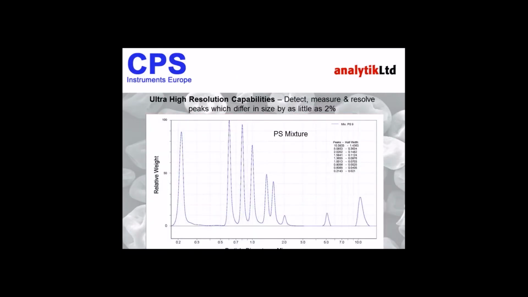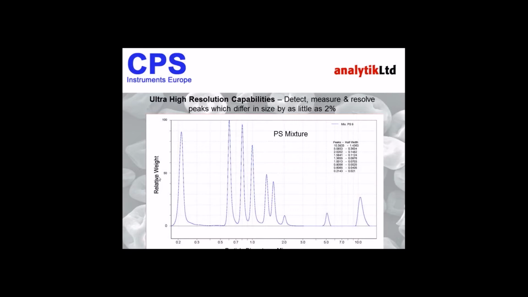I'm going to go through some of these very quickly. The most important benefit is the ultra high resolution capability, the ability to detect, measure and resolve peaks which differ in size by as little as 2%. What I've got here as an example is a polystyrene mixture. I've got 9 samples deliberately mixed together, and you can quite clearly see in this distribution that we can separate all 9 peaks and size them accurately.